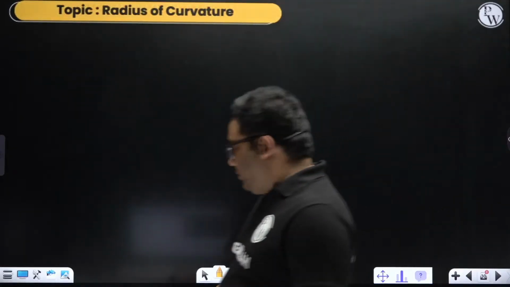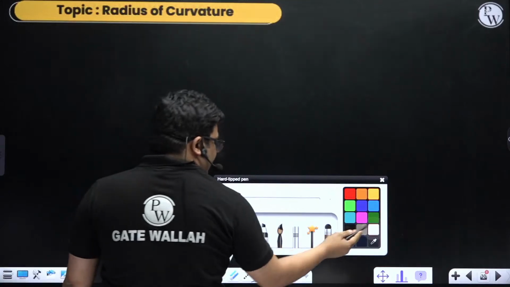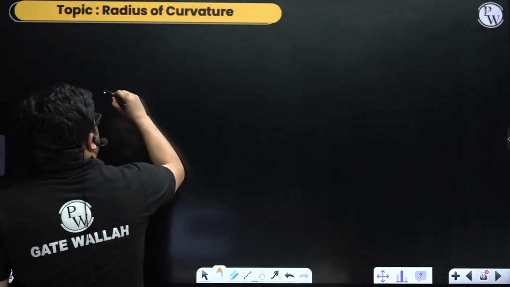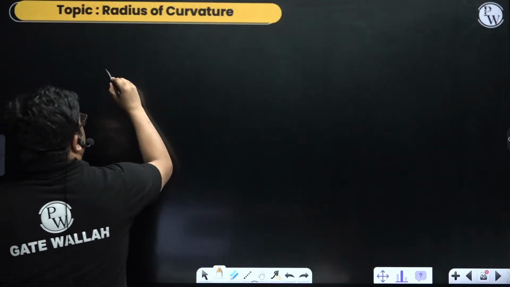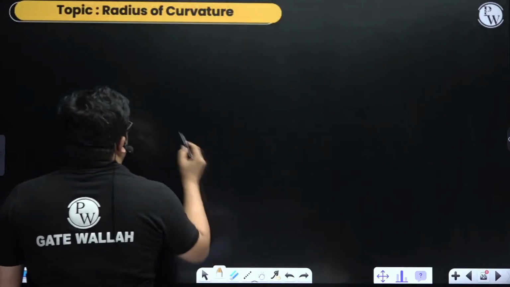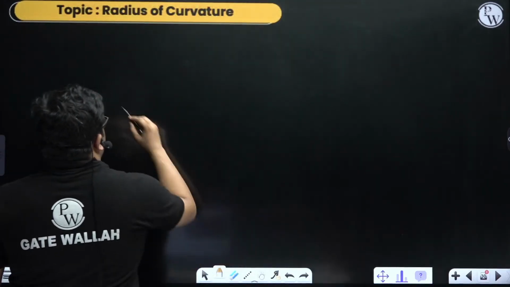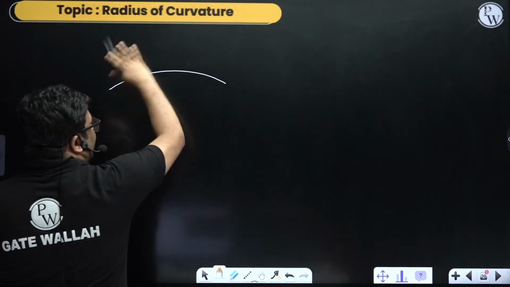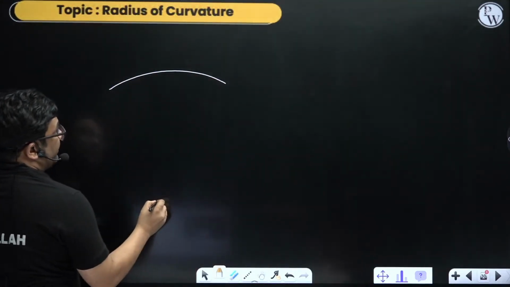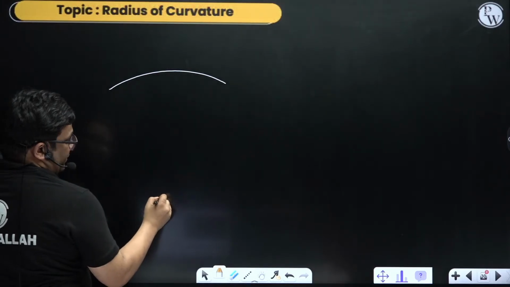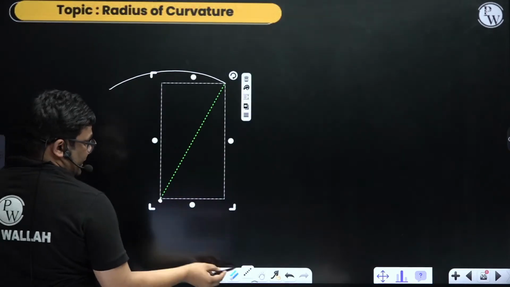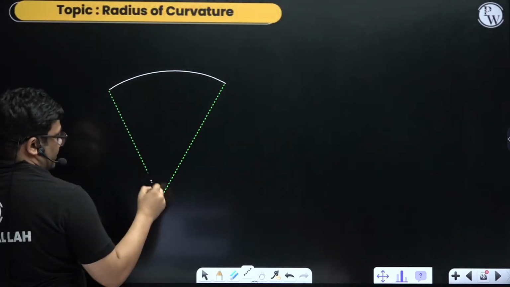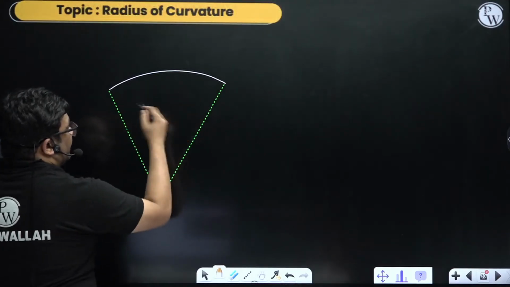Okay. Then something known as radius of curvature in case of bending stress. What is that? When a beam bends like this, it becomes a part of a very big circle whose center is somewhere here, and it forms a part of it like an arc.